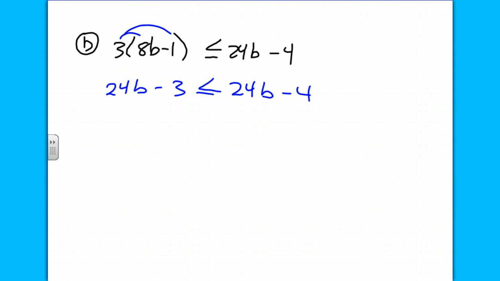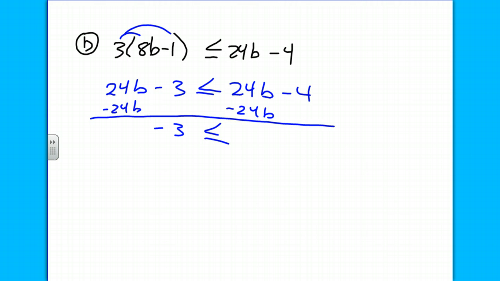And so now when we collect the variables all to one side, how would we do that? Subtract 24b. And that does not change our inequality sign, does it? And we have negative 3 is less than or equal to negative 4. Is this true? No. False.